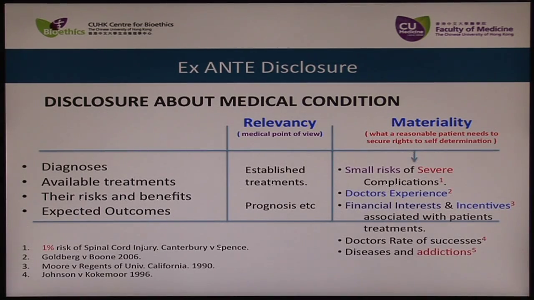We have to disclose what is relevant from a medical point of view. And there's also the concept of materiality. We are expected to disclose small risk of severe complications. The experience of doctors is also important. Are there financial incentives that the doctor may have in the treatment of a patient? Recently, what are the rates of successes? What are the complication rates? Even that, the courts have said, may be a requirement in some instances. And also, the diseases and addictions that doctors have themselves may play a role in a patient's ability to make choices, and therefore, that's something that needs to be disclosed.